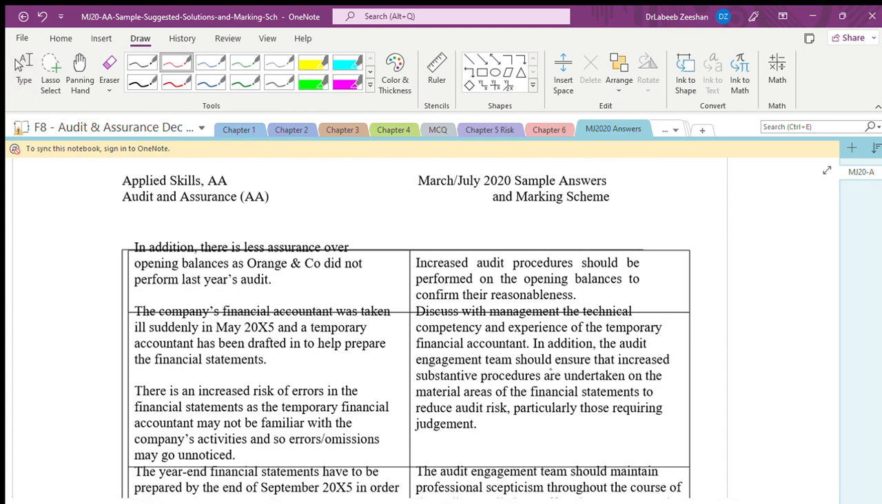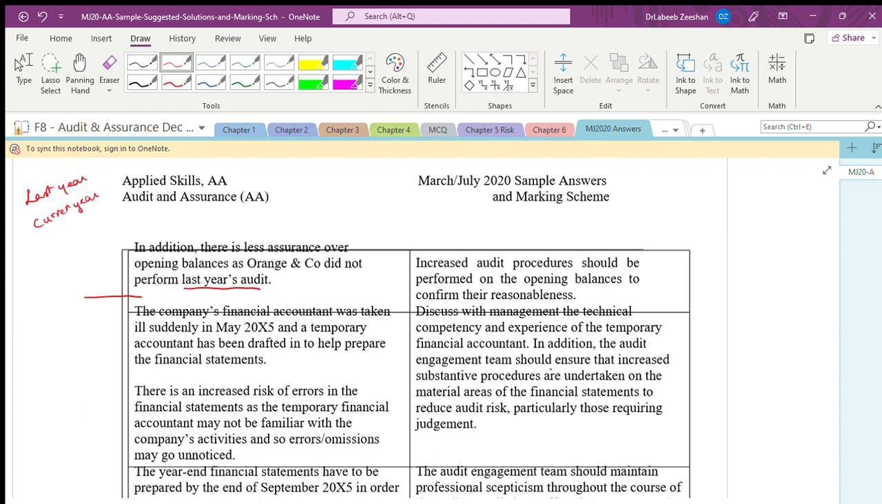In addition, there is less assurance over opening balances. An auditor did not perform last year's audit. Understand? This is the first time we are doing this. When you have done last year's audit and you are continuing with the current year audit, what will happen?